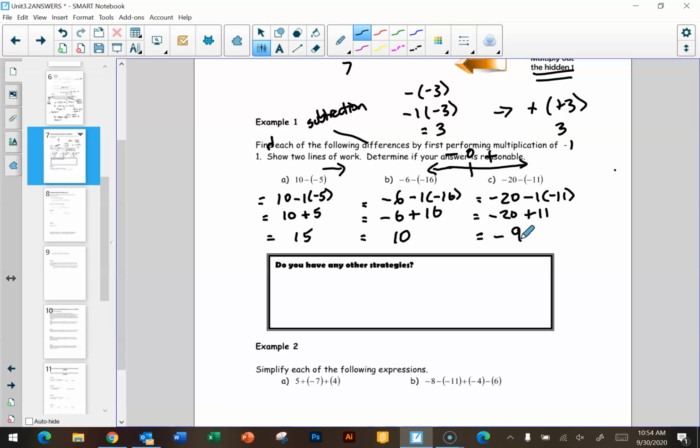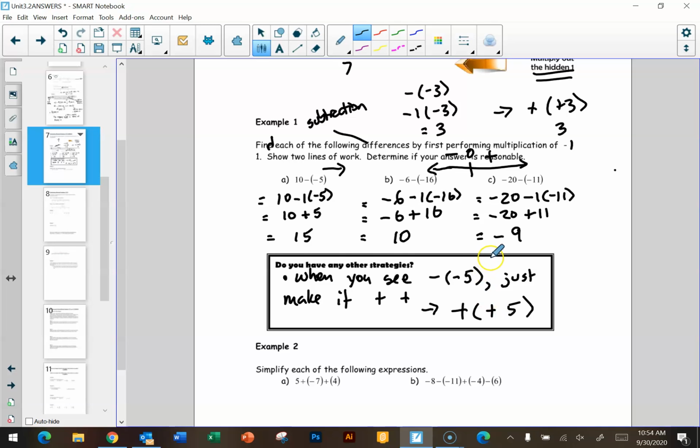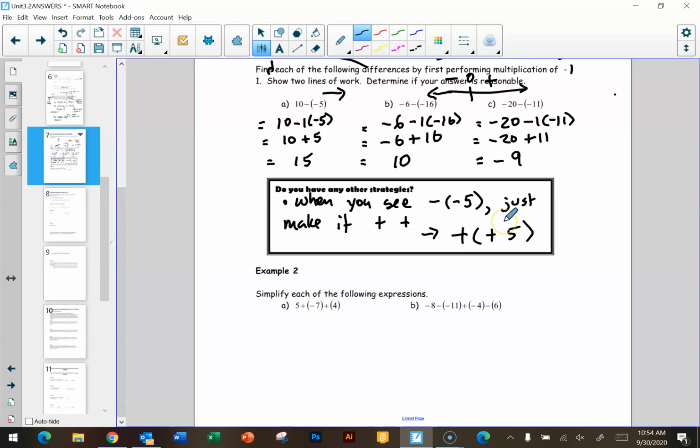So do you have any other strategy? You can fill this in yourself. But my biggest strategy is when you see a negative and then a negative number, just make it plus. That looks like TT, doesn't it? Make that a plus. That's what I do. And there are other strategies, but I'll leave it to you to see what works best for you. Just make sure you're getting the right answer and that you understand what's happening.